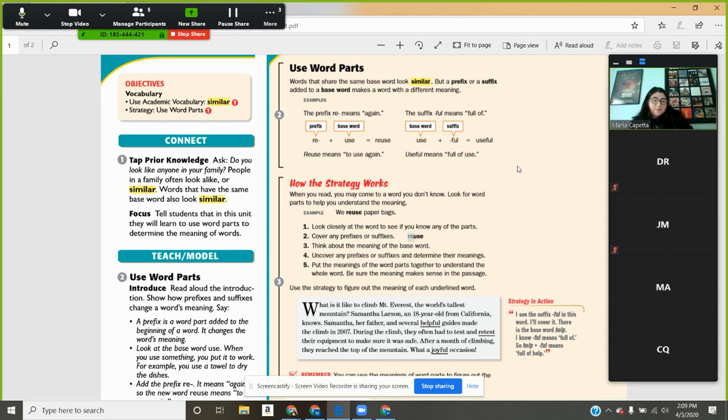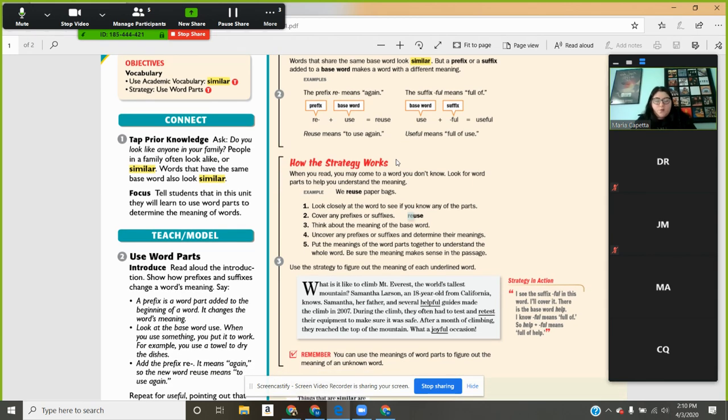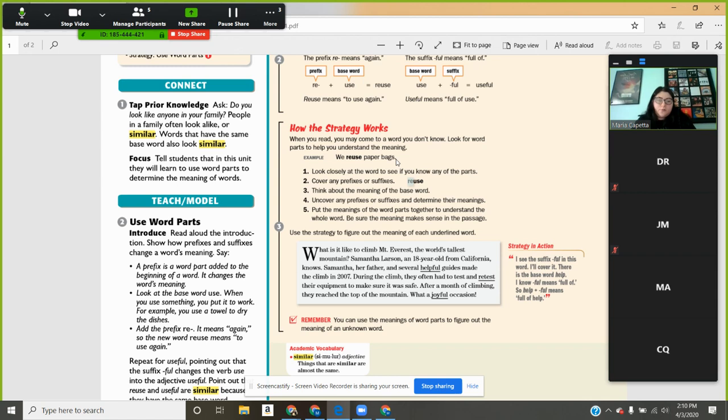So with a prefix, it means that something's coming before. Like if you think of preview, you read something before you review it. So pre means to come before, and suffix means that it comes at the end. So we're just going to go through it together. We'll look at some of the examples they have, and then we'll do the worksheets that you would have in your book. Okay. So, for example, it says if you look closely at the word to see if you know any of its parts, and you cover the prefixes or the suffixes, you can find the base word. So reuse, our base word is use.